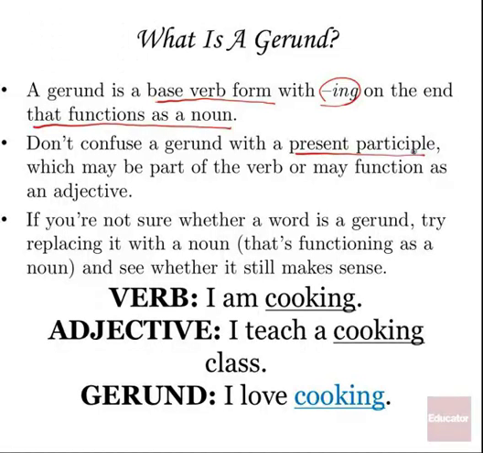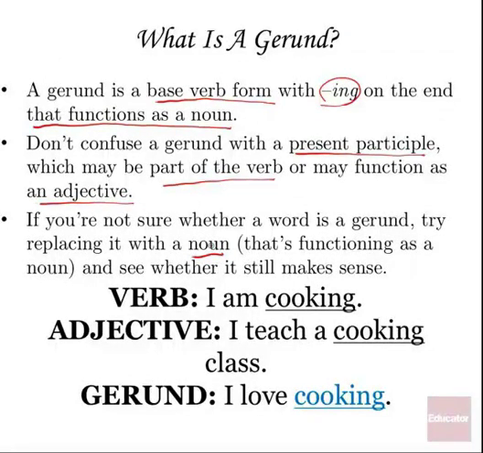A present participle is the base form of a verb with ing on the end. They look exactly like gerunds, but you can't get them mixed up because a present participle may be part of the verb or it may function as an adjective. What defines a gerund is that it functions the same as a noun or pronoun. What it does in the sentence determines what it is. If you're not sure whether a word is a gerund, try replacing it with a noun that's functioning as a noun and see whether it still makes sense.